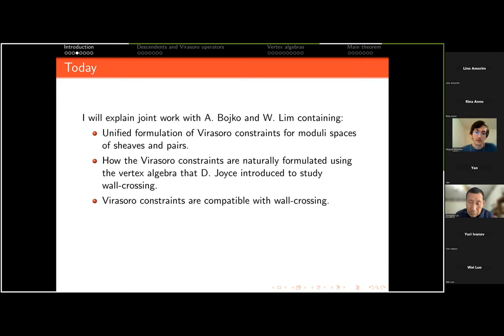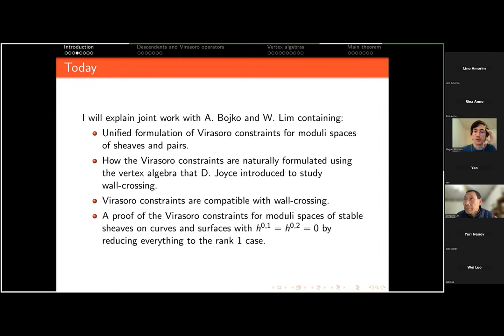Well, the point of understanding this connection between Virasoro constraints and Dominic Joyce's vertex algebra is that we more or less automatically can prove that Virasoro constraints are compatible with wall crossing in some precise sense, which I will explain.